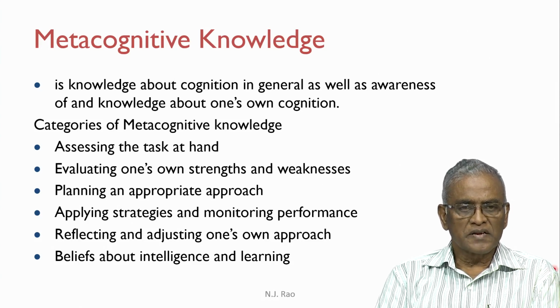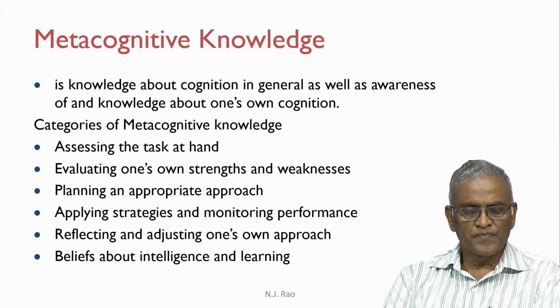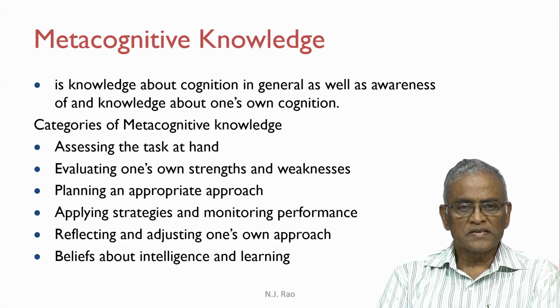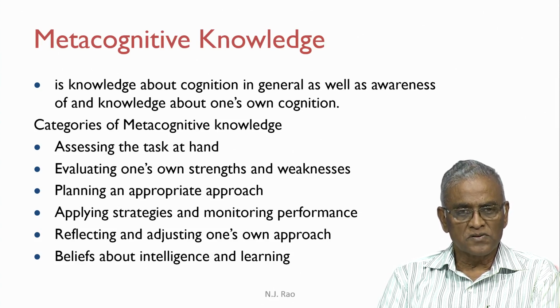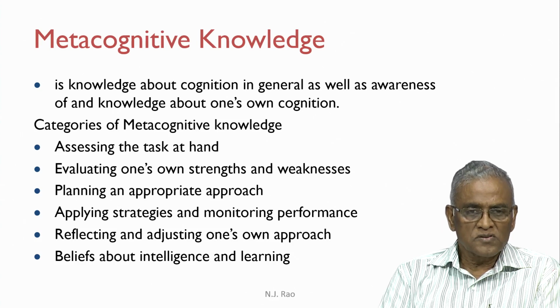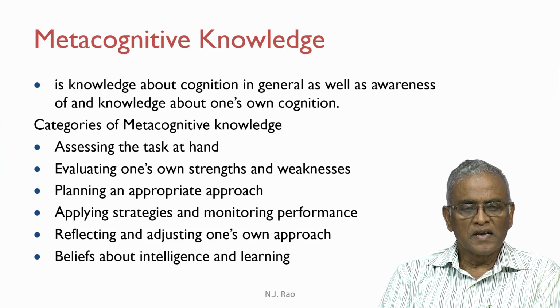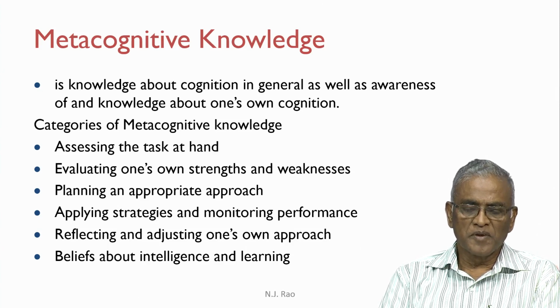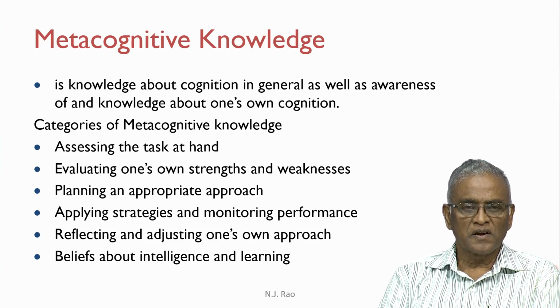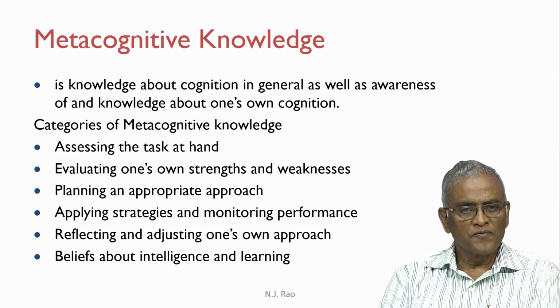Now, some of the categories of metacognitive knowledge: given a task, assess the task at hand, that is how much effort is needed, what kind of background knowledge you need to have, and how much time it is likely to take. So, if somebody says, oh, I can solve something in half an hour, it may be right and may not be right. If his metacognitive knowledge is poor, obviously it will turn out to be wrong. Evaluating one's own strengths and weaknesses.